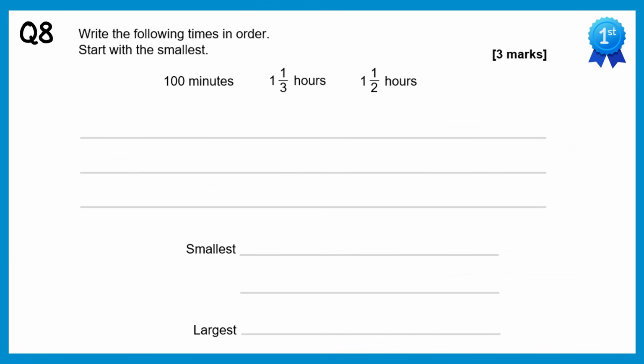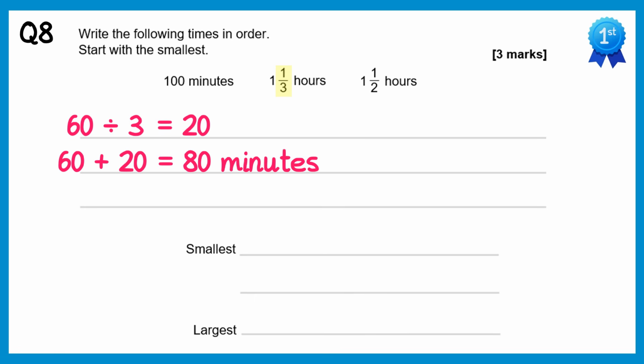In this question, we need to write some times in order, but one of them's in minutes and 2 of them are in hours. So let's convert the ones from hours into minutes. Let's start with 1 1/3 hours. The tricky part here is the 1/3 hours. 1/3 of an hour means do 60 minutes, which is 1 hour, divided by 3. So 60 divided by 3 is 20 minutes. So 1/3 of an hour is 20 minutes. 1 hour itself is 60 minutes, so 1 1/3 hours must be 60 minutes plus 20 minutes, which is 80 minutes.